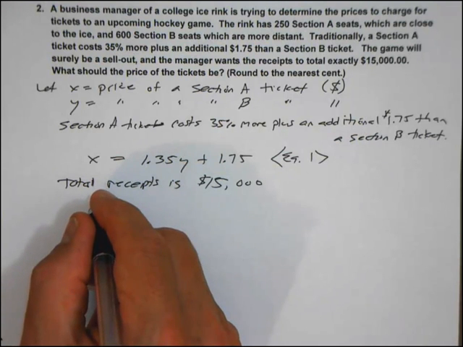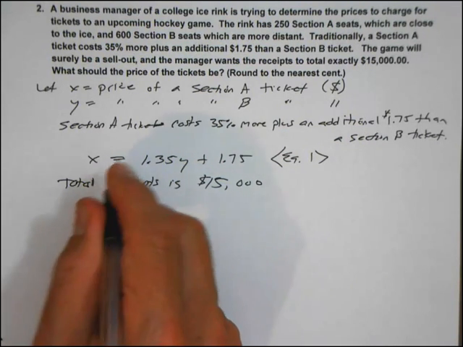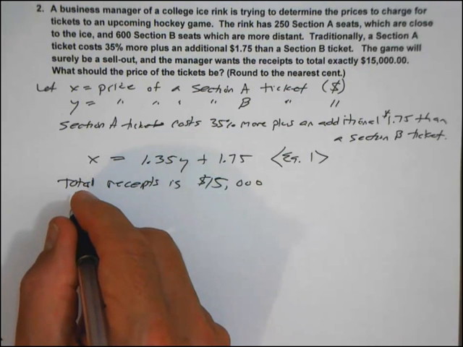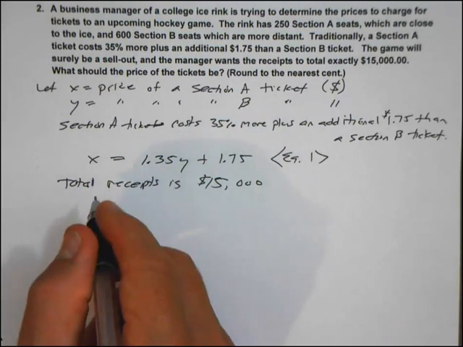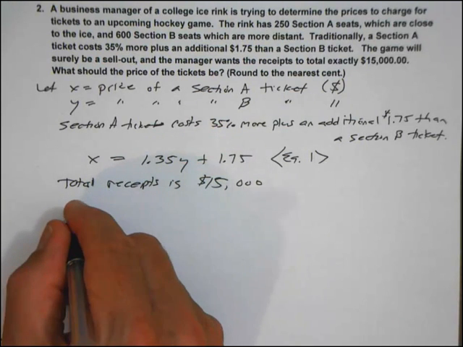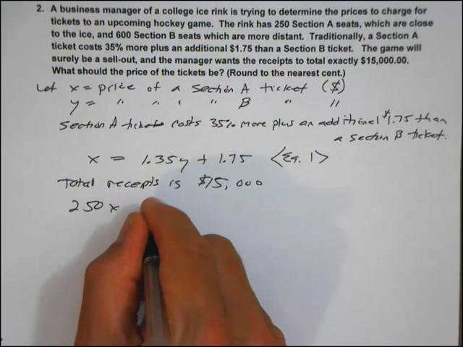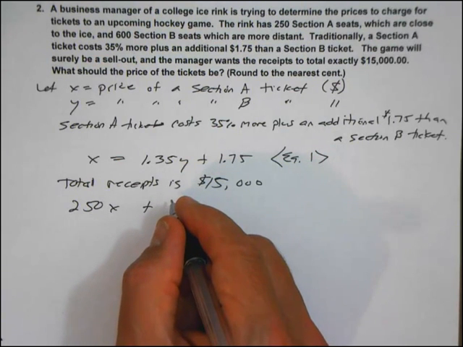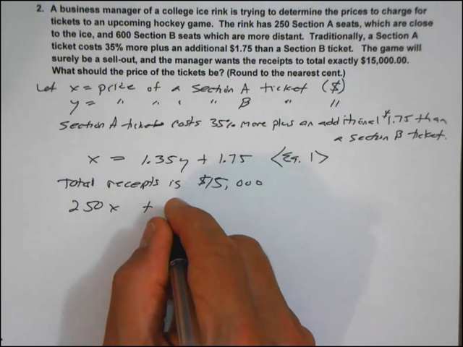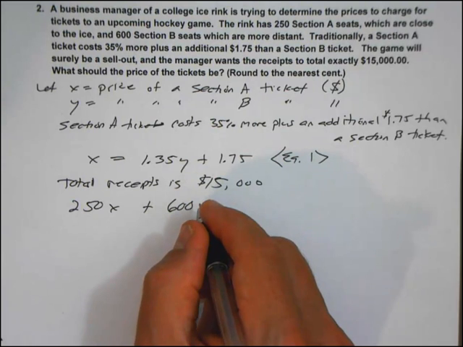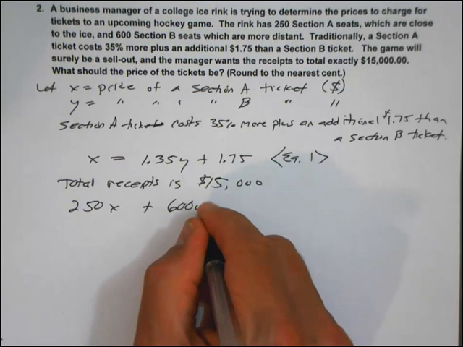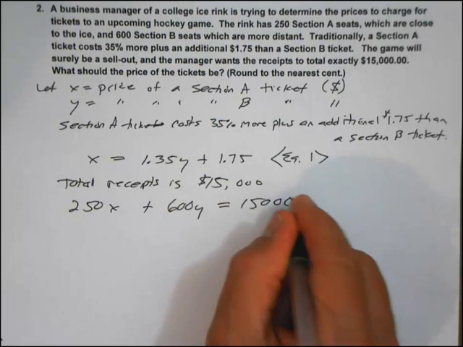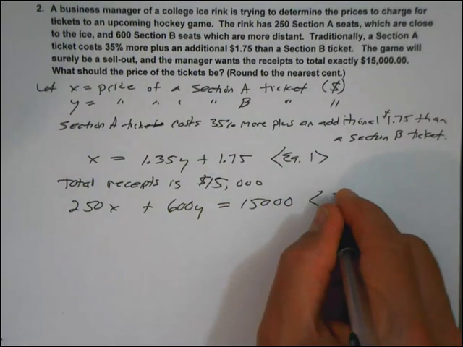Well, the total comes from two sources: the revenues from the Section A tickets and the revenues from Section B tickets. How do we compute the receipts from just Section A tickets? Well, we're surely selling 250 of them. The price of each one is X, so this would lead to 250X, plus the receipts from those Section B tickets. The price of them is Y. There are going to be 600 of them. Multiply those two together: 600 tickets times Y price per ticket. Now there's our total receipts. It's to be 15,000. Okay, we've got something we can call an equation 2 here.